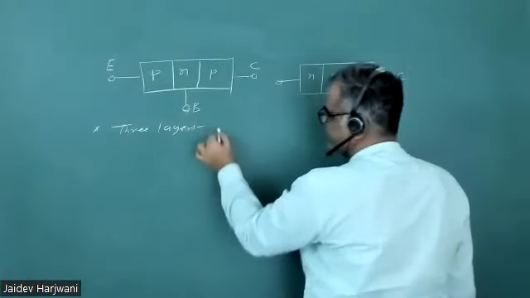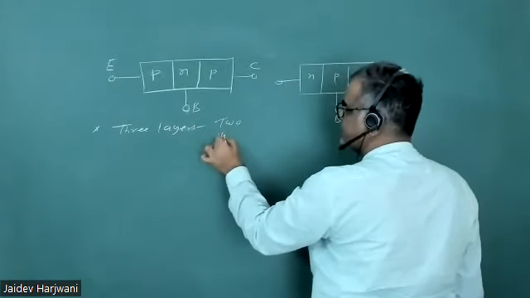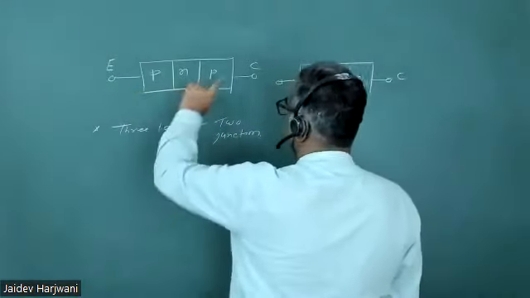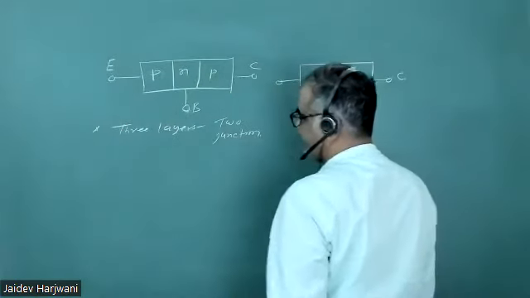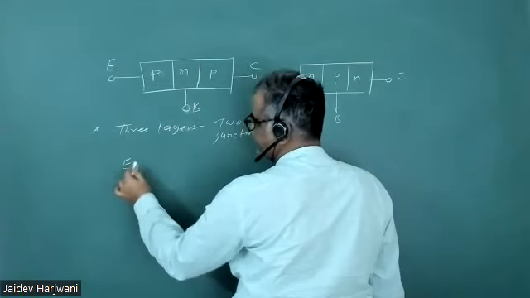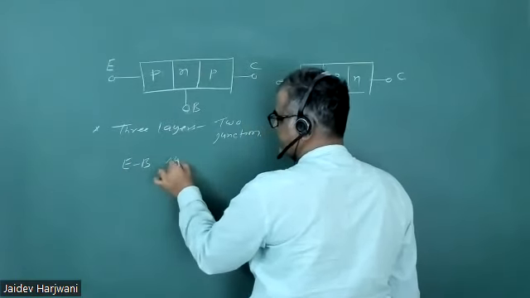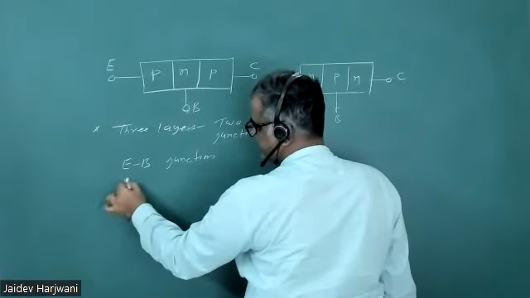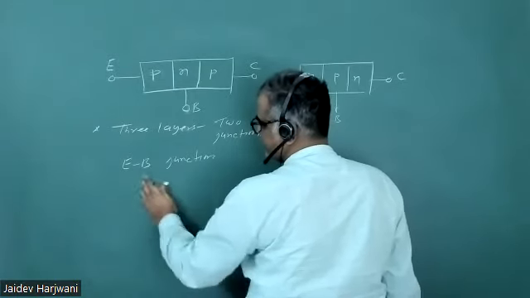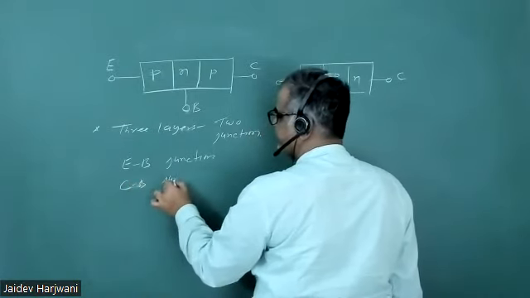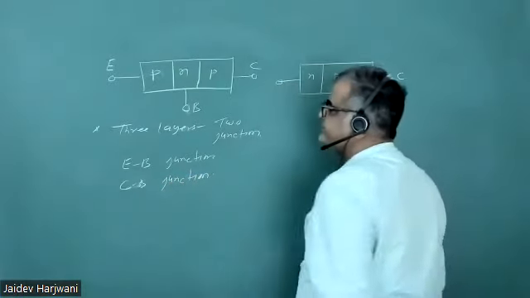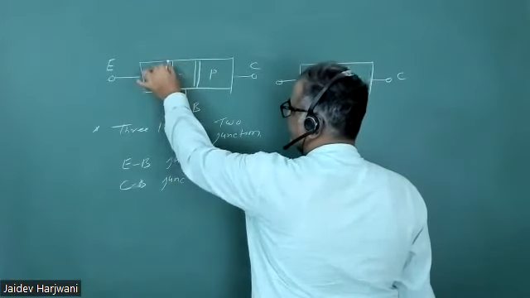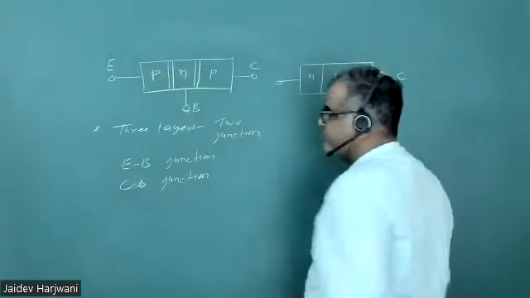Forming two junctions. One is emitter base, and this is collector base. So we have two junctions here. One junction is called your EB junction, the emitter base junction, and the other is the base collector junction, CB junction or BC junction, whatever you want to say. Now, obviously, there is some barrier. So let me first draw some small PN junction barrier.